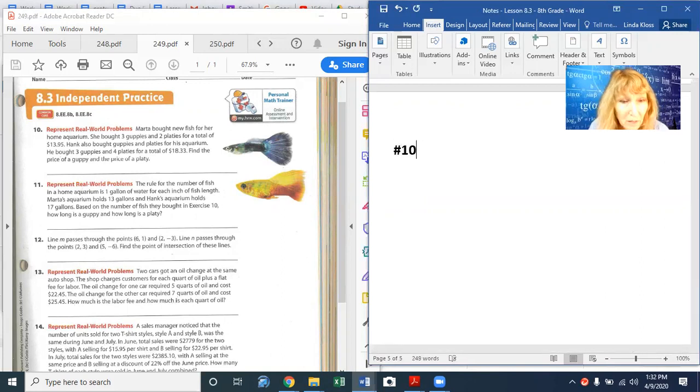Let's read it first. Marta bought new fish for her home aquarium. I want to make sure that I'm recording, that I didn't forget to record. Yes. She bought 3 guppies and 2 platies for a total of $13.95. So there's my first equation. Hank also bought guppies and platies for his aquarium. He bought 3 guppies and 4 platies for a total of $18.33. Find the price of a guppy and the price of a platy. So I'm going to set this up for you. So we're going to let x equal, what do you think?